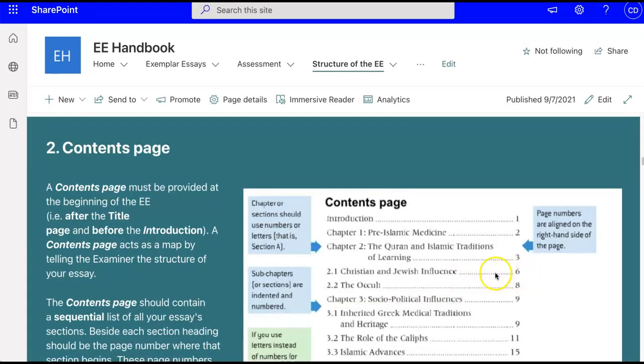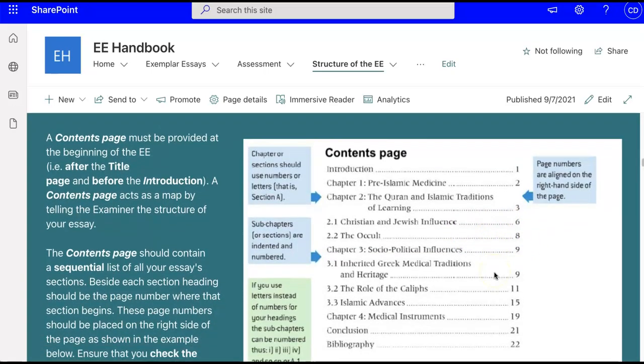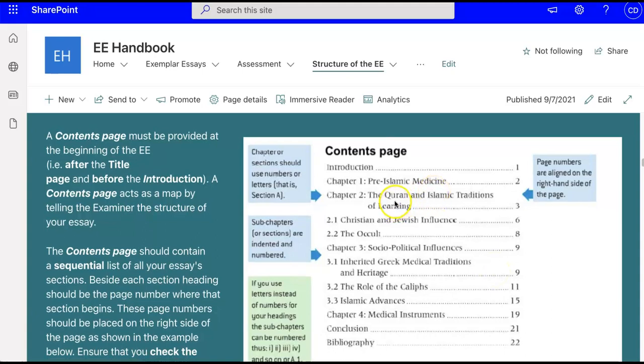Okay, now moving on to the contents page. The contents page should list all the subheadings that are included in the main body of your essay and the relevant page numbers. Now, it's very important that the sections and the page numbers are correct. So in other words, if you say that the introduction is on page 1, then the introduction must be on page 1, not page 3, not page 5. Similarly, if you say the conclusion is on page 21, well then it must actually be on page 21.